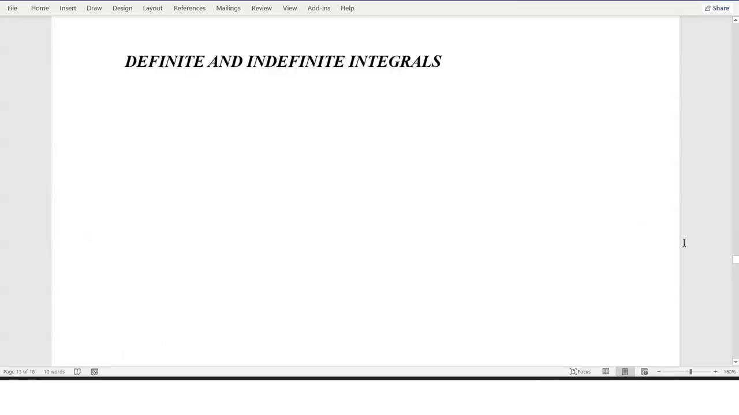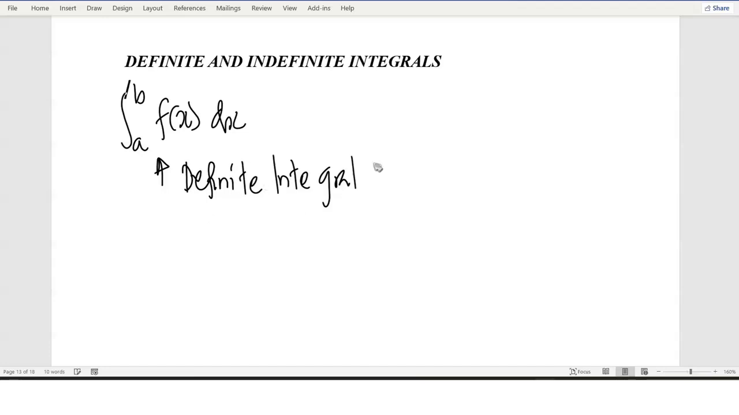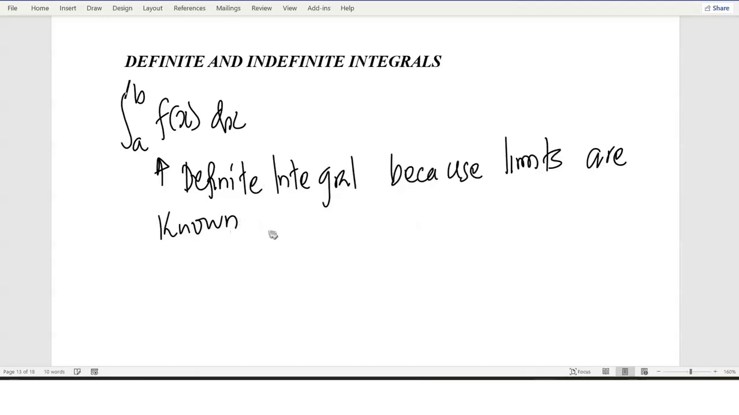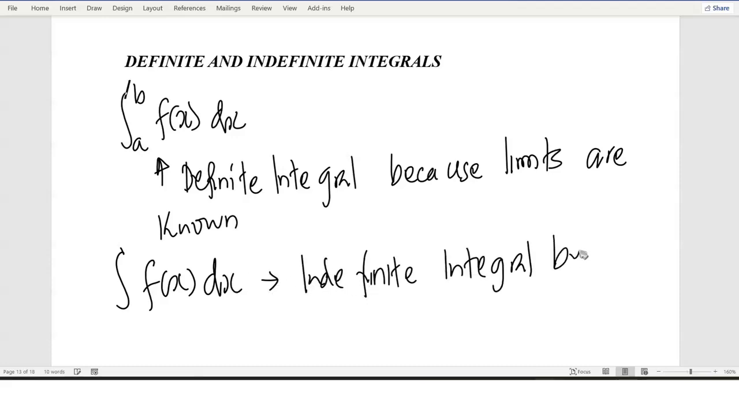So an example of a definite integral is when you have, for example, integrating from a to b f of x with respect to x. This is a definite integral because limits are known and shown. Okay, then integrating f of x with respect to x is an indefinite integral because limits are not known.